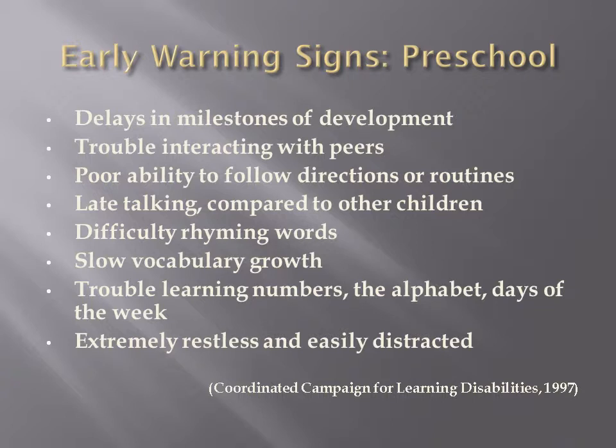They may talk later than other children. They may have trouble with rhyming words, vocabulary, and trouble learning their numbers, alphabet, and days of the week. Some students have trouble identifying shapes and colors. Another early warning sign that you may see is when a preschooler is consistently restless and easily distracted.